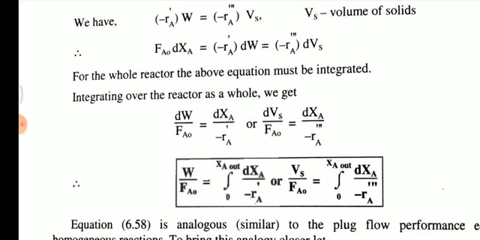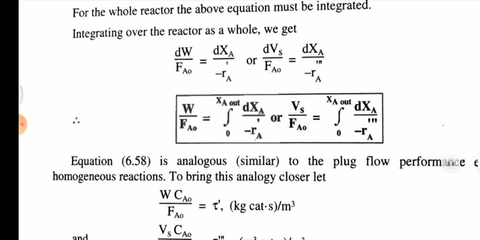So we get, integrating, dW divided by Fa0 equal to dXa upon minus Ra dash, or it can be considered as a second form, dVs divided by Fa0. Comparing 1 to 3, the first and the last give dVs divided by Fa0 equal to dXa upon minus Ra double dash. So it is given by this equation: W by Fa0 is equal to the integral from 0 to Xa out.